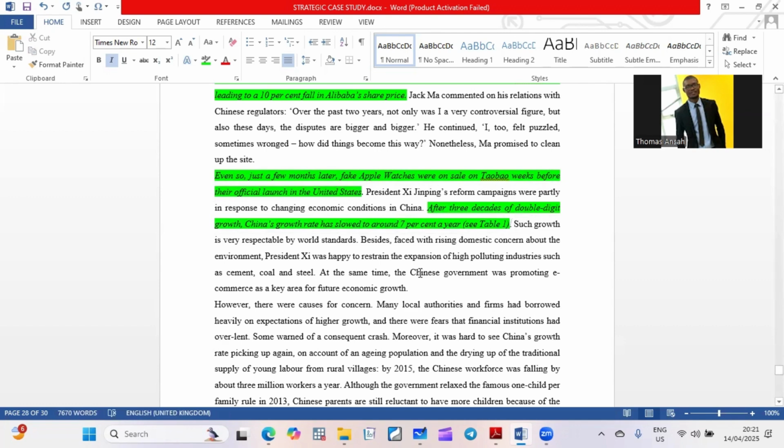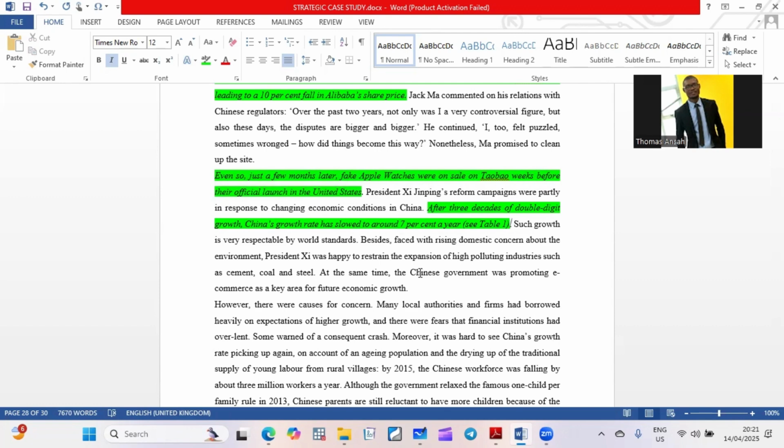What is the importance of such growth? If the growth is going down, what do you think is the impact on the business? Disposable income will go down. The demand for goods will also go down. Yes, demand for goods will also go down. That's the analysis you must draw. Such growth is very respectable by world standards.